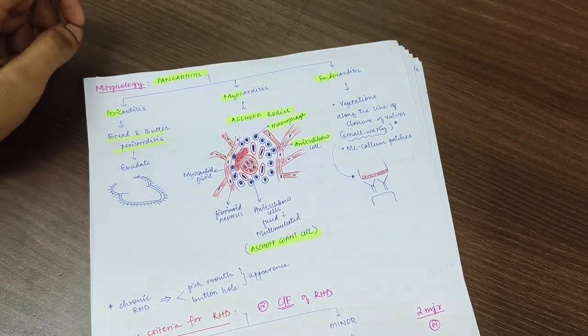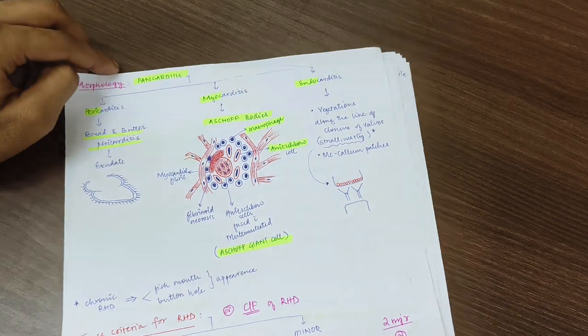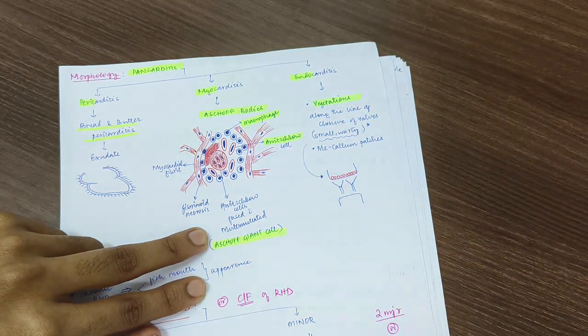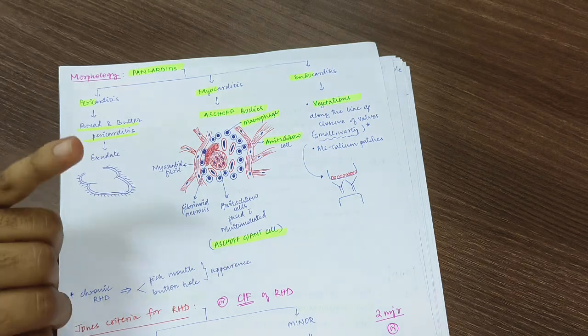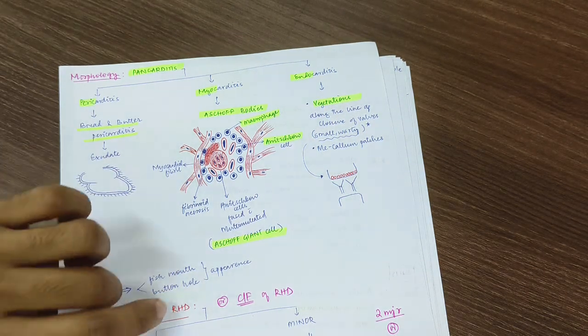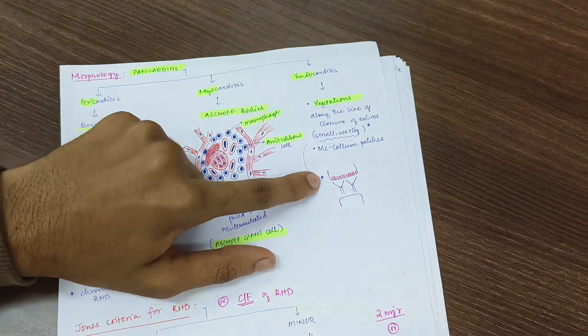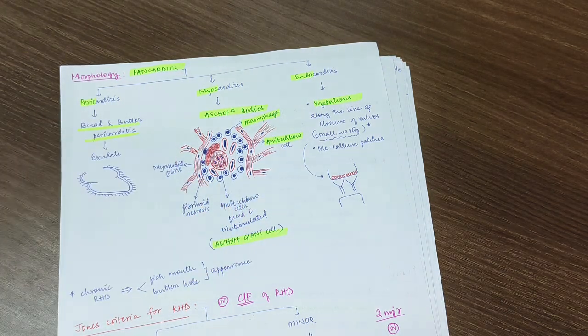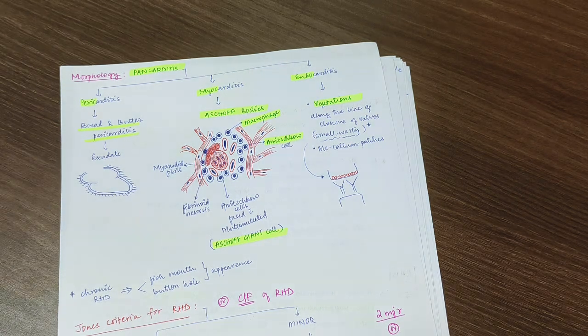This particular complex is called as Aschoff body. Then endocarditis. In endocarditis, you're going to see what? Vegetations, basically vegetations. And how are these vegetations in RHD? They are small, warty, and along the line of closure. They are very neat, very arranged, and they are very small warty lesions lined along the line of closure of the valves.